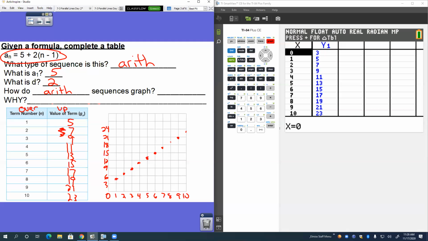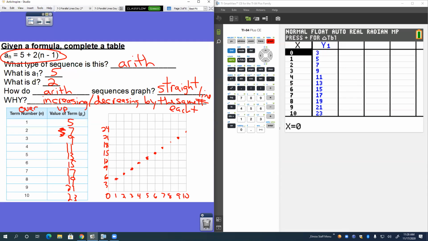So if you look at that, I did a pretty decent job. All right. How do arithmetic sequences graph? Arithmetic sequences always graph as a straight line. Why do they graph as a straight line? Well, what are we doing going from term to term to term to term to term to term? We are going to be increasing or decreasing, because these can go down as well, by the same number each time.